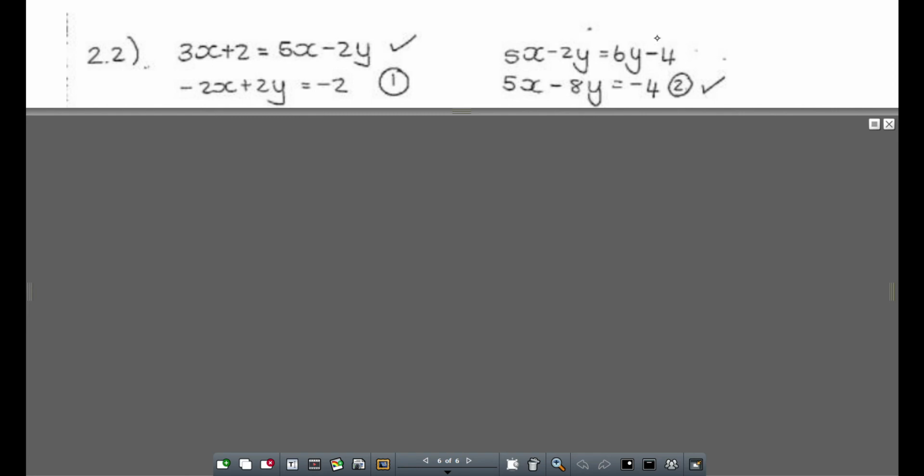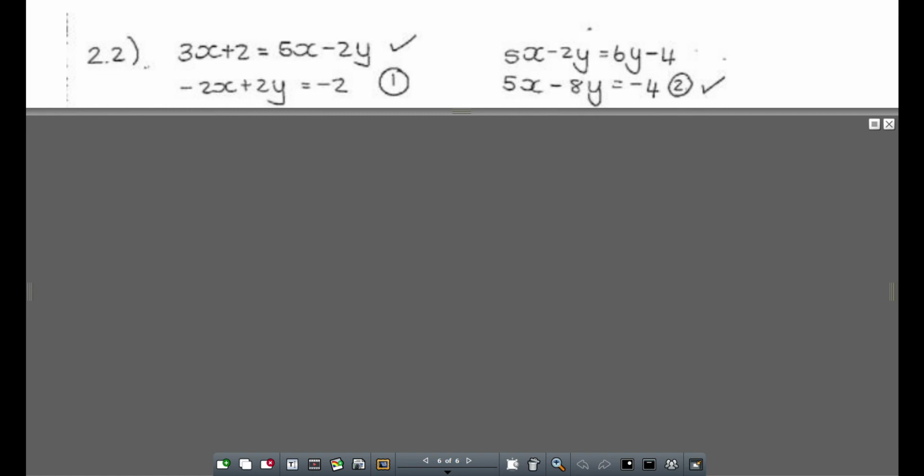So now we use a different pair. So 5x minus 2y is also the same as 6y minus 4. Okay? You just have to use another pair. And that simplified is going to give me 5x minus 8y equal to minus 4. Good, now I have my equation 1 and equation 2.